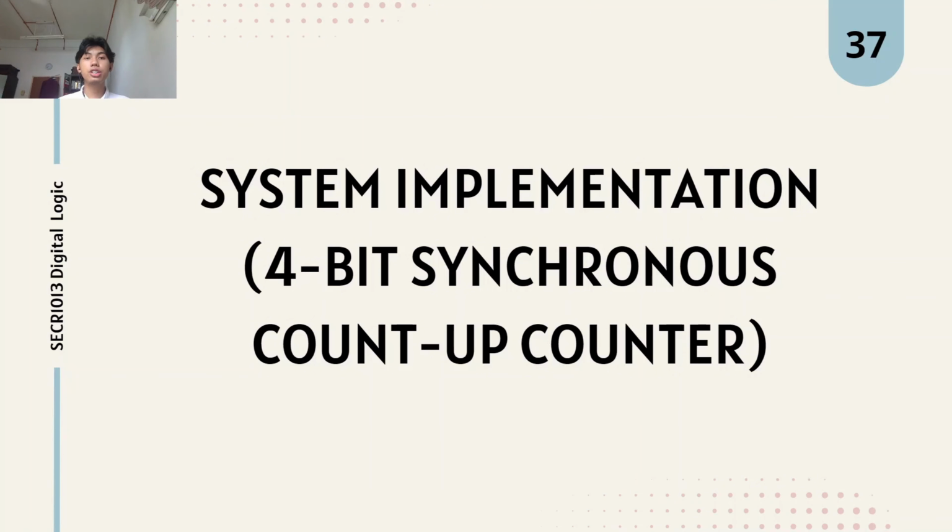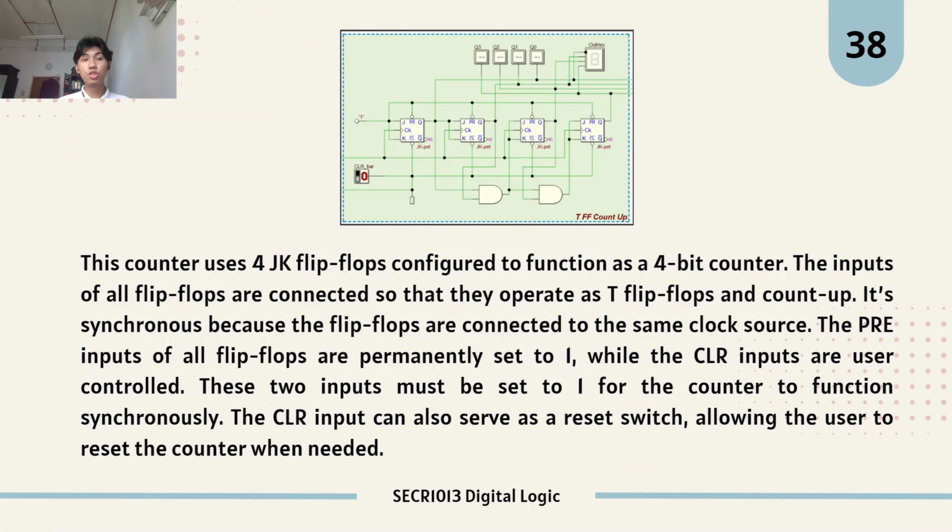So, for the 4-bit synchronous count-up counter, we use 4 JK flip-flops configured to function as a 4-bit counter. The inputs of all flip-flops are connected so that they operate as T flip-flops and count up. It's synchronous because the flip-flops are connected to the same clock source. The preset inputs of all flip-flops are permanently set to 1, while the clear input is user controlled. These two inputs must be set to 1 for the counter to function synchronously. The clear input can also serve as a reset switch, allowing the user to reset the counter when needed.